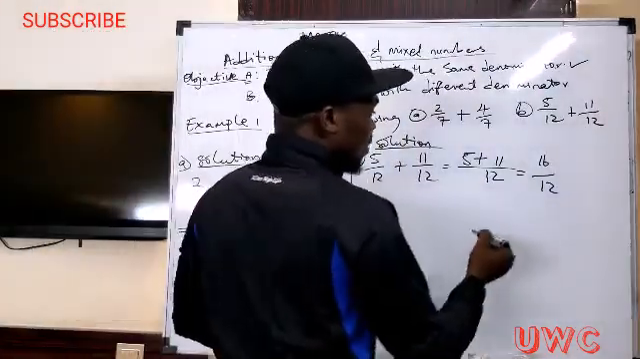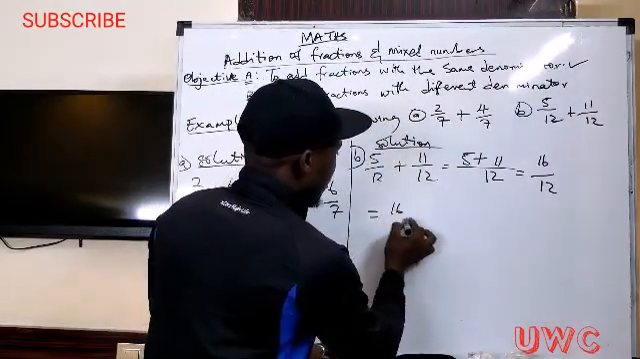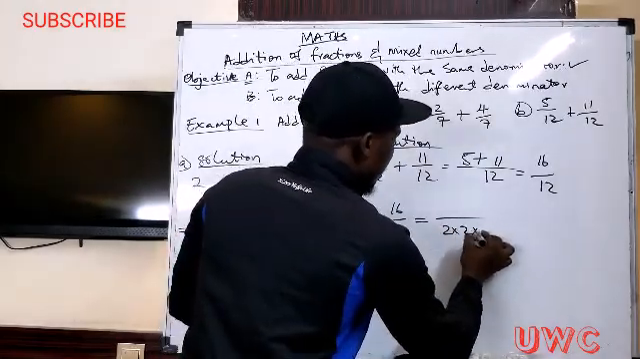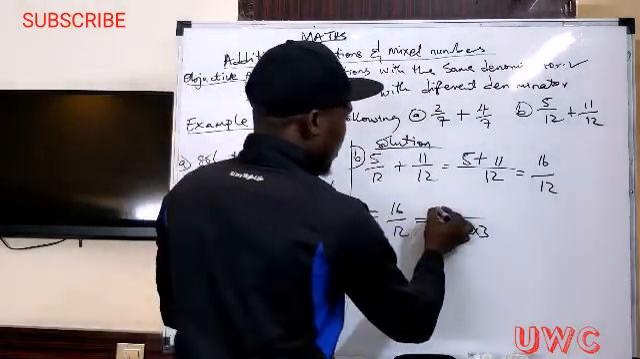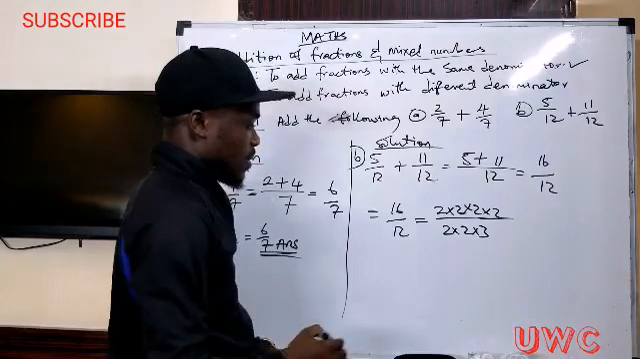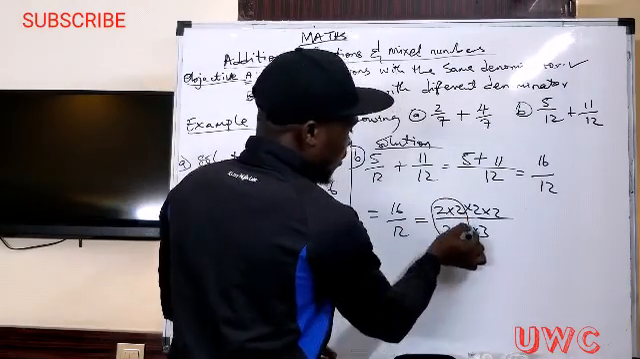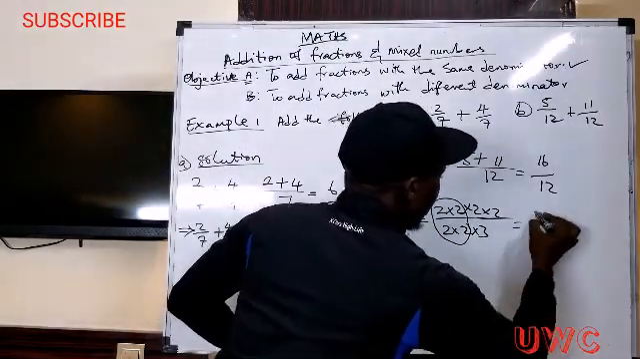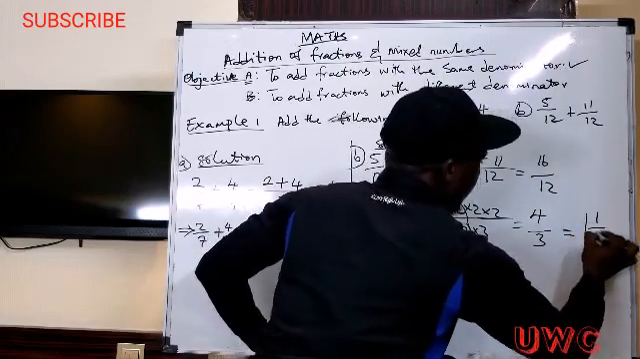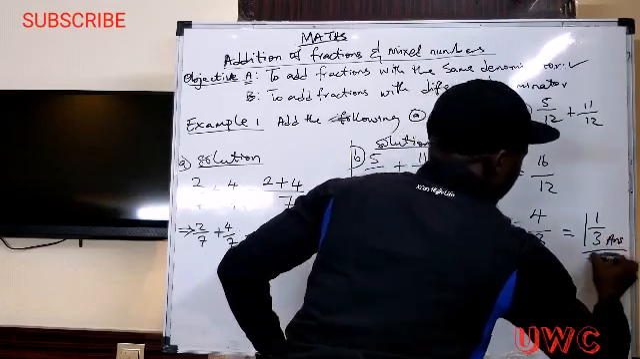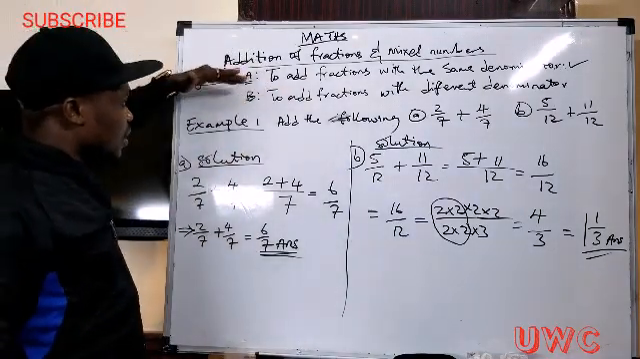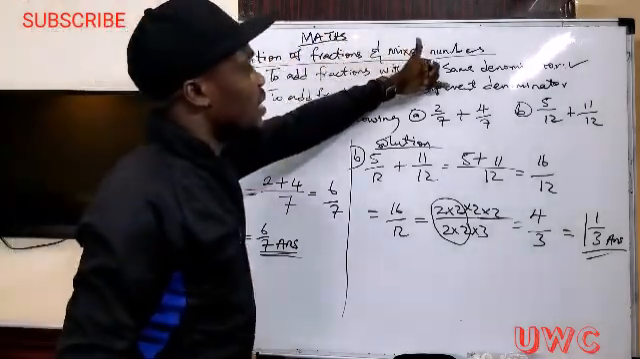16/12, you can still bring it down. When you find their factors, 2 multiplied by 2 multiplied by 3 is 12, while 16 is 2 multiplied by 2 multiplied by 2 multiplied by 2 to give us 16. So we have common factors, we can cancel them. That is 2 multiplied by 2, which will give us 4/3, which is equal to one whole number 1/3. That is our answer. So that is that for the objective A, how to add fractions with the same denominators.